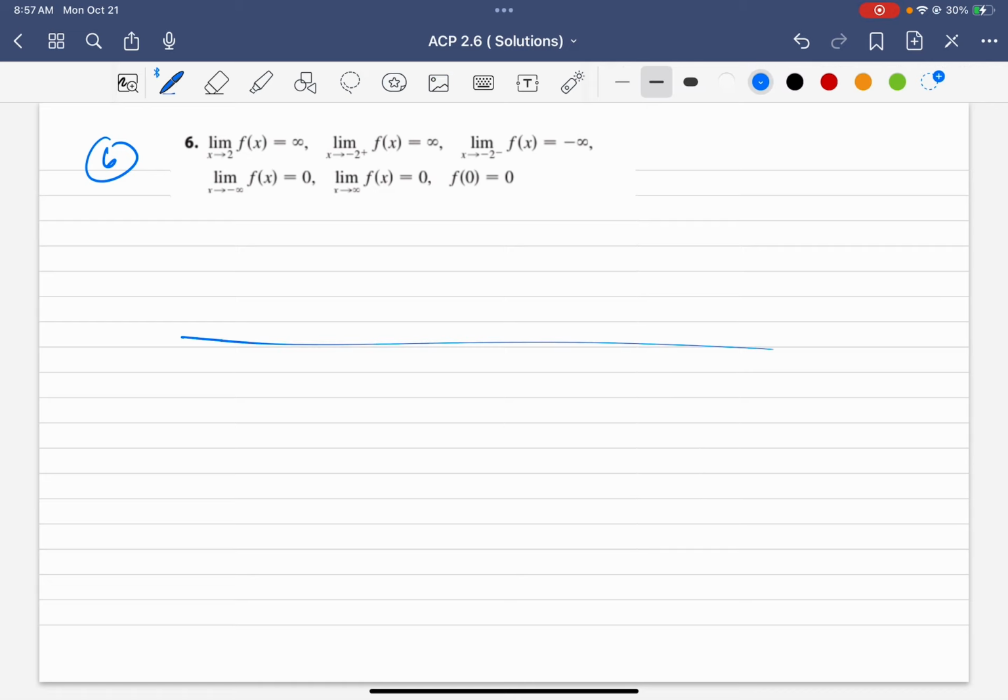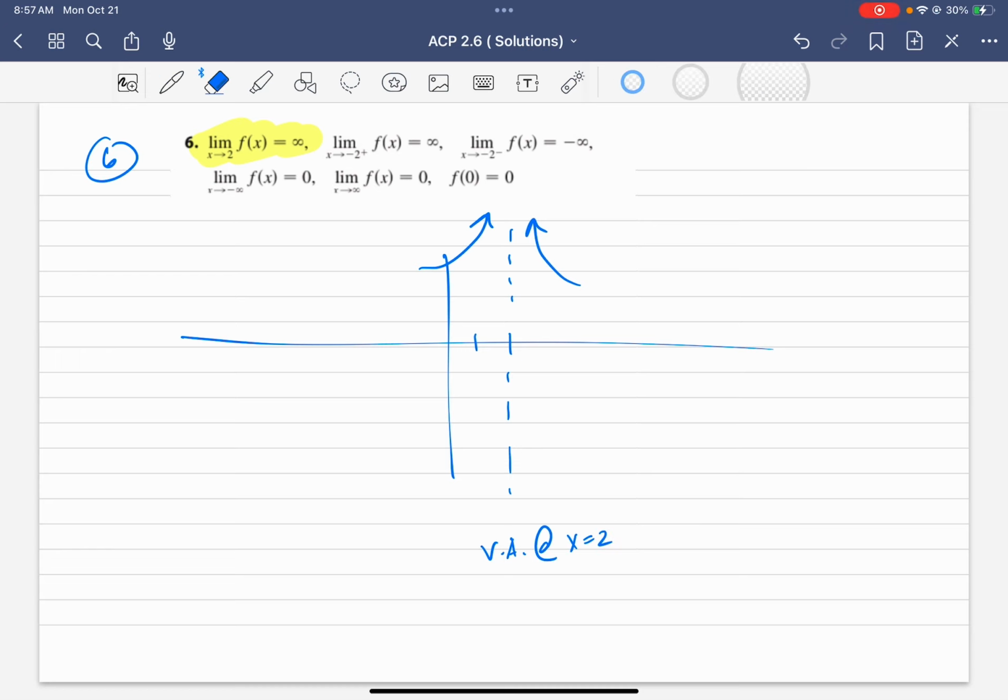So if I start off with a set of axes, the first thing I want to do is, as we get towards 2, we want to explode. That's what this says. So as you get closer and closer to 2 from either side, the function grows without bound. So that would be a vertical asymptote at x is equal to 2.